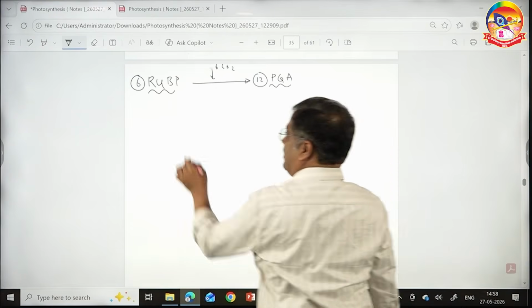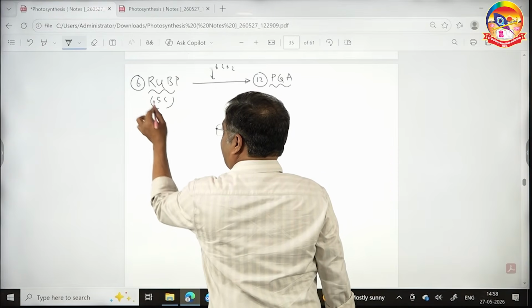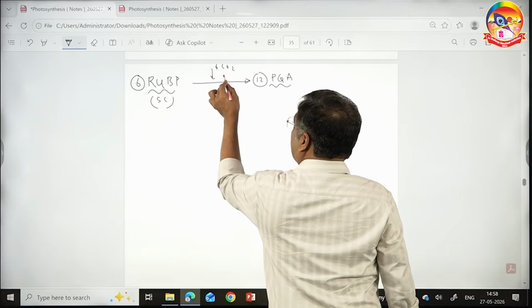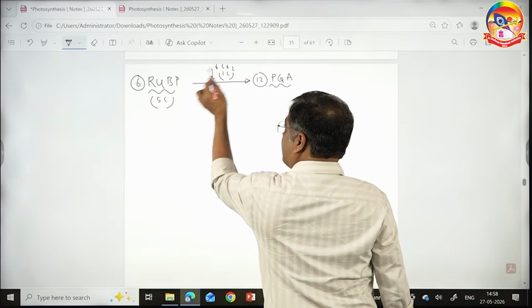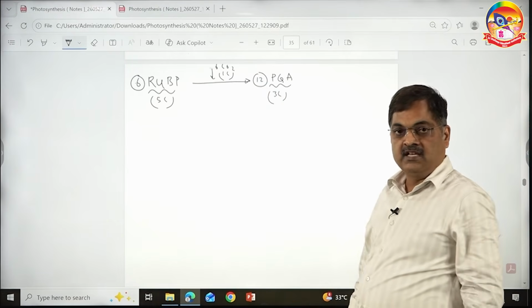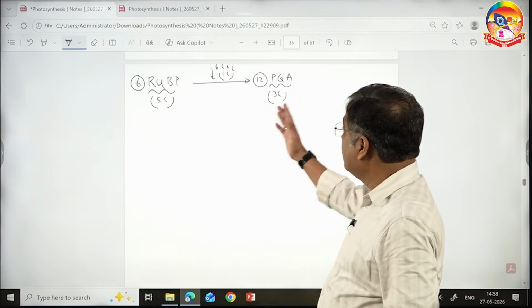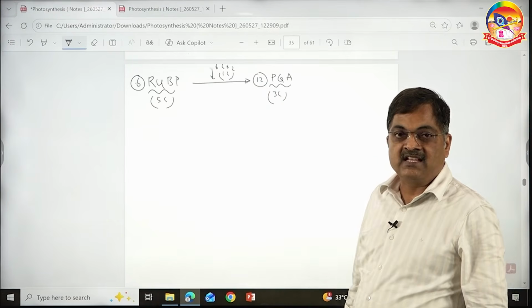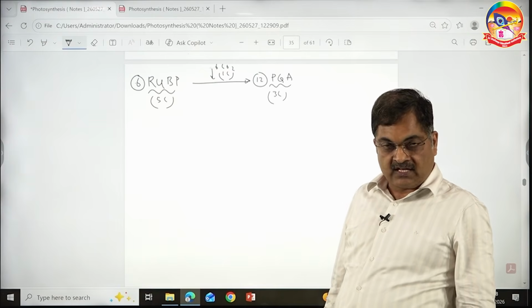Let us do some calculations. 5 6s are 30, 1 6 is 6, 36. 12 3s are 36. Easy to remember, absolutely no problem. This completes the next phase, that is said to be the carboxylation phase.